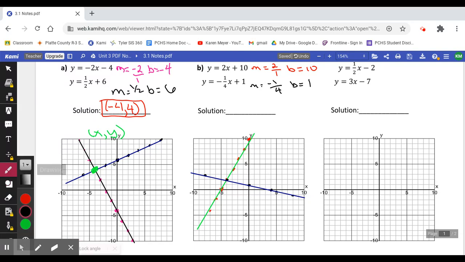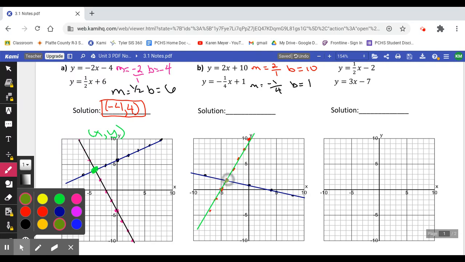And then hopefully you're going to find the point where the two lines intersect. And our two lines intersect right here at this olive green color, where the x value is negative 4 and the y value is positive 2. Now pause the video and try this one yourself.